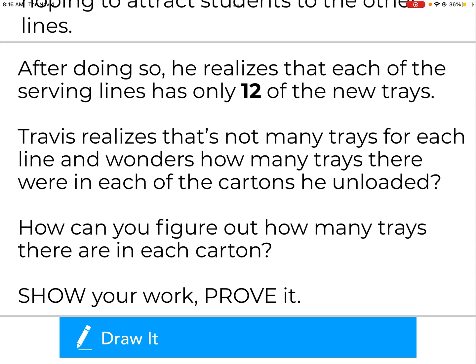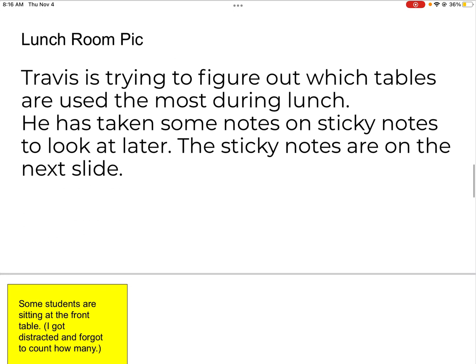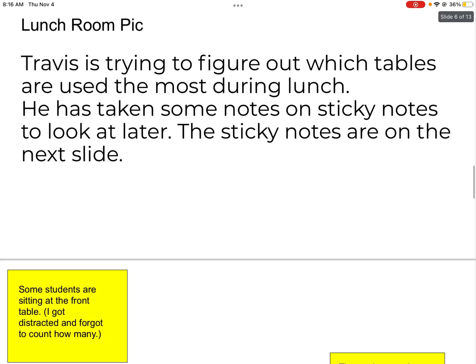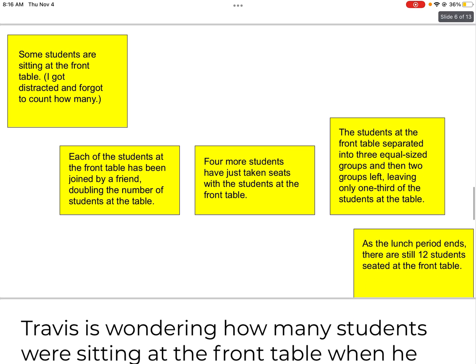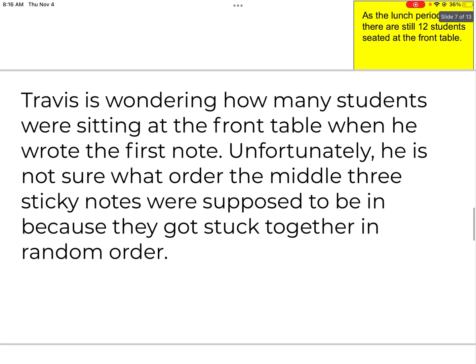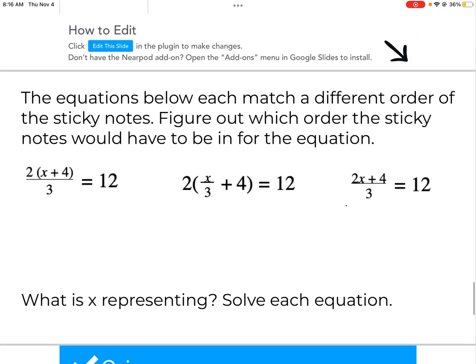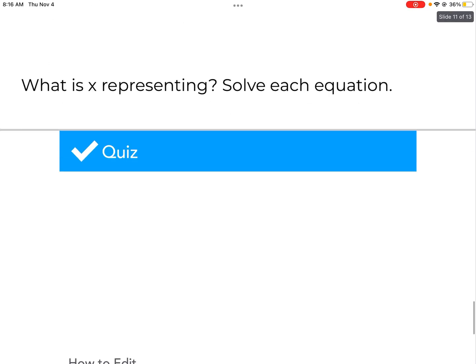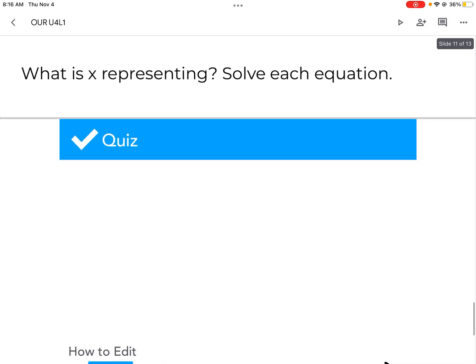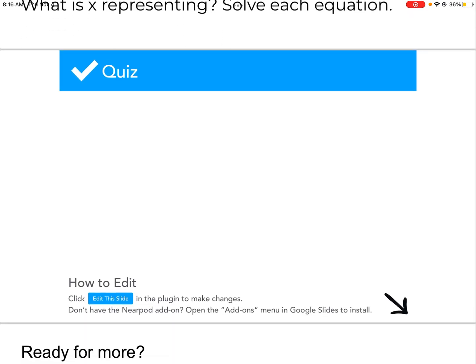How can I write that as an equation? And again, if you are not sure how to do that, please come talk to me and I can help you. And then the second section was about these sticky notes and putting them in order and writing the equation for that, and deciding, does it matter which order those sticky notes are in? And then at the very end, it's just a quiz. So how you get credit for doing this Nearpod is with that quiz. So make sure you do that.